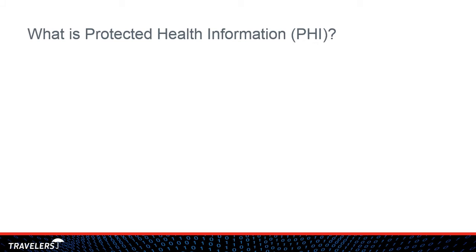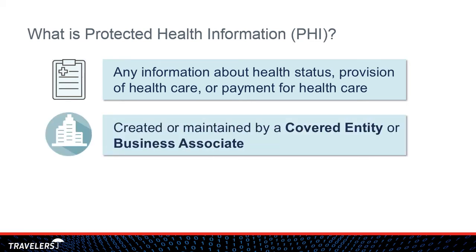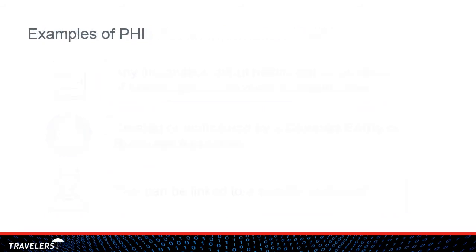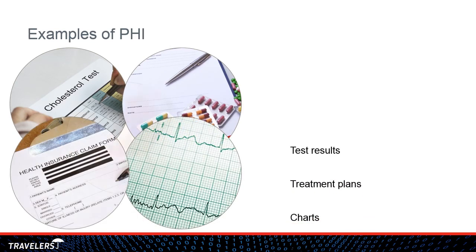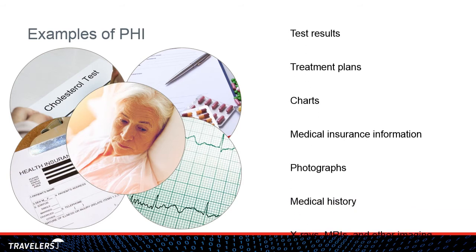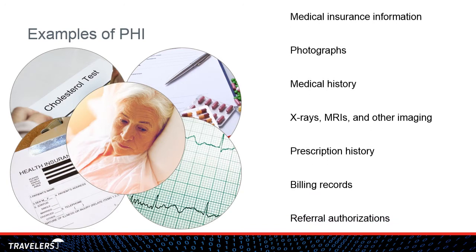Protected Health Information, or PHI, under HIPAA is any information about health status, provision of healthcare, or payment for healthcare, created or collected by a covered entity, or a business associate of a covered entity, that can be linked to a specific individual. Some obvious examples of PHI include test results, treatment plans, medical charts, insurance information, photographs, and many other kinds of health and medical records.